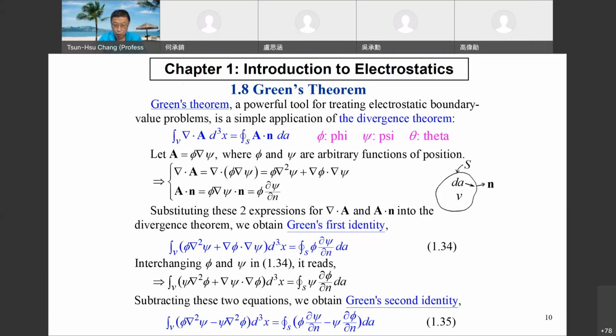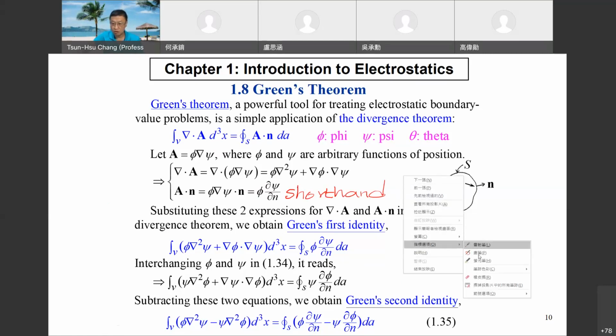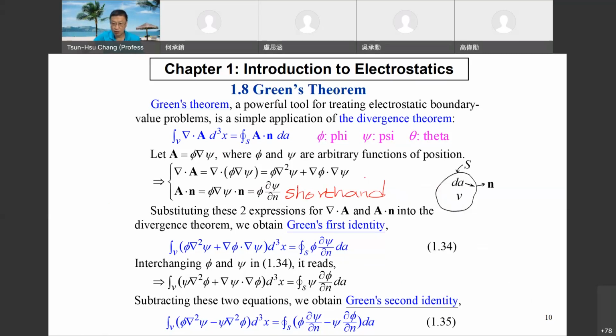Here we can use shorthand notation, just like this one. It's still not very convenient. Let me try if I use this one. Not good. Erase everything. Okay, it's just a shorthand notation.